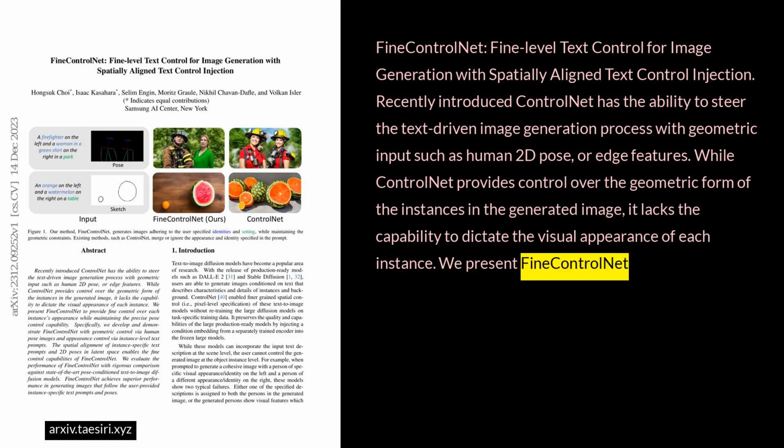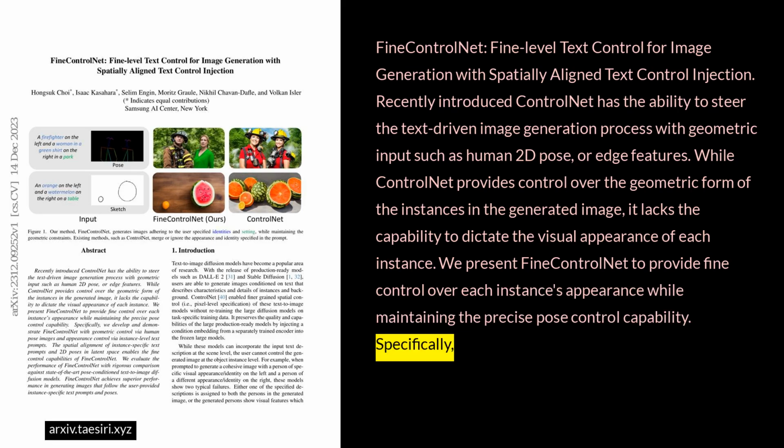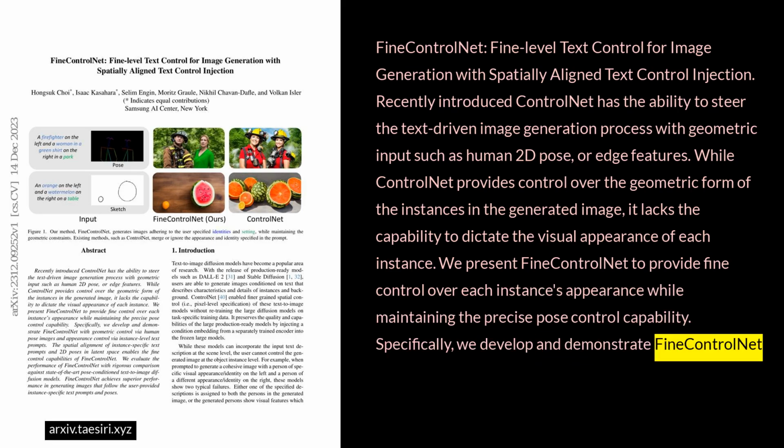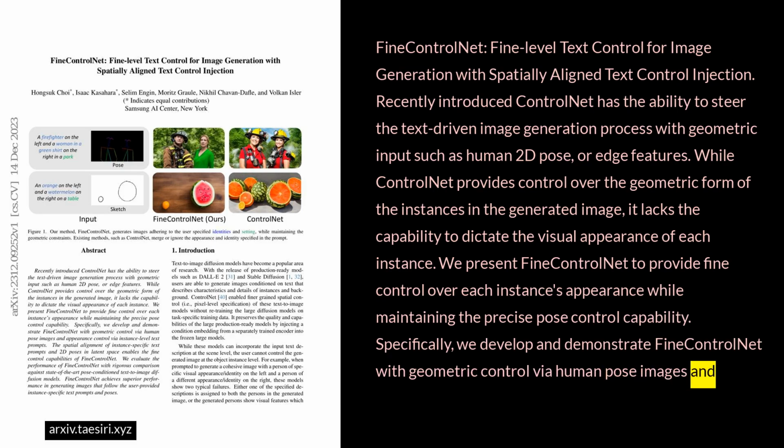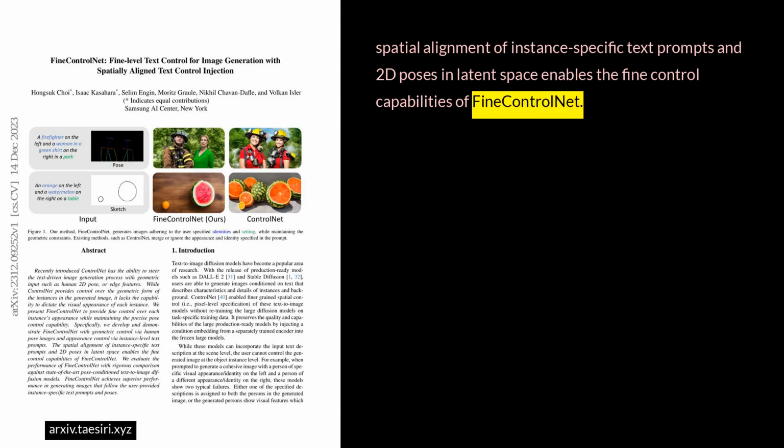We present FineControlNet to provide fine control over each instance's appearance while maintaining the precise pose control capability. Specifically, we develop and demonstrate FineControlNet with geometric control via human pose images and appearance control via instance-level text prompts. The spatial alignment of instance-specific text prompts and 2D poses in latent space enables the fine control capabilities of FineControlNet.